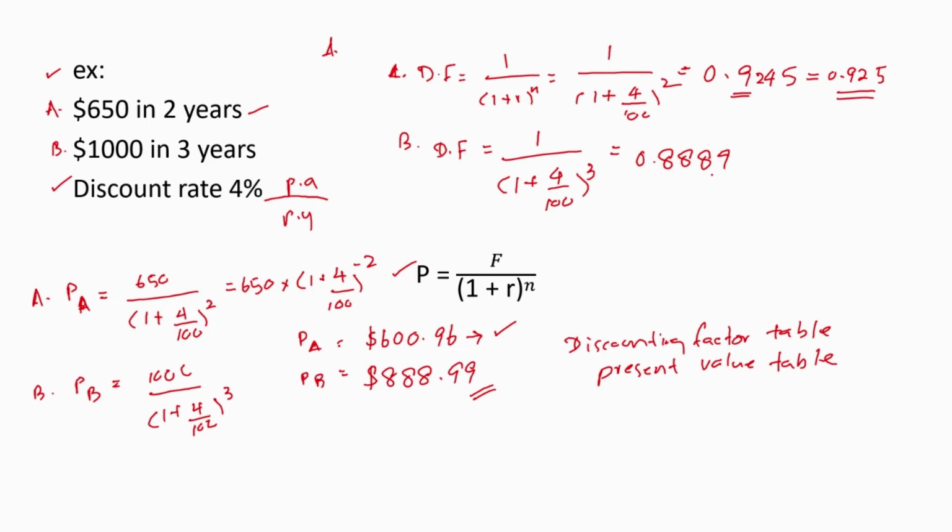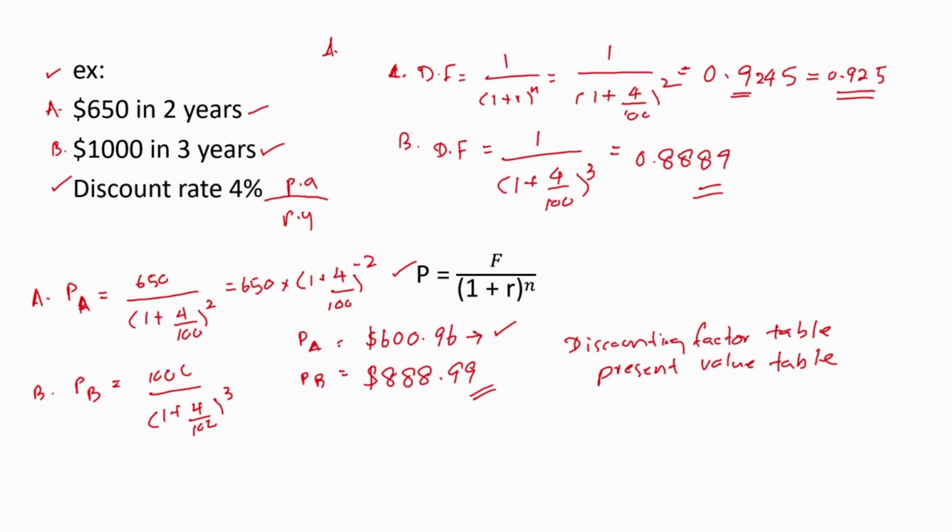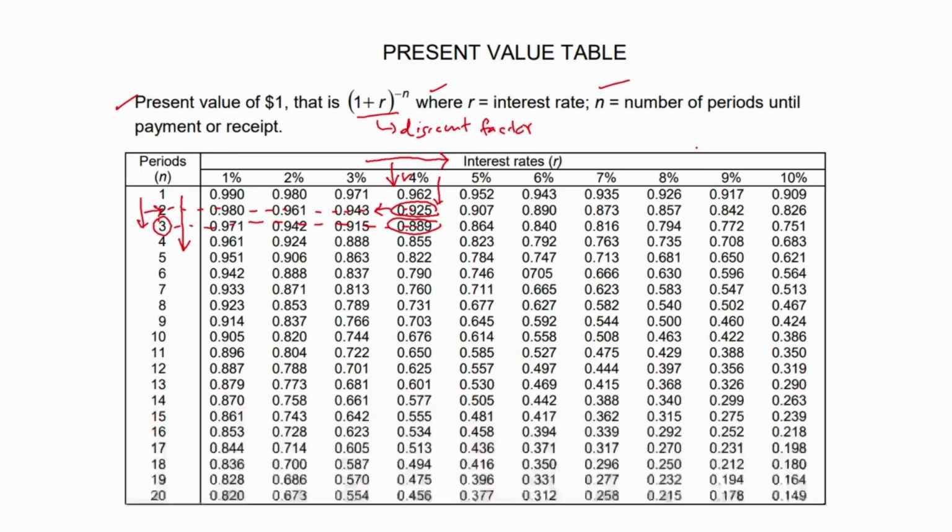Now let's cross-check the B value, 0.889. The discounting rate is the same, which is 4%, and n will be 3. Going back to the present value table, this is our 4% column, and let's go along the periods. Here is the 3. Now let's go along this row. Here is our value. This is the discounting factor for 3 years at a discounting rate of 4%. It is this value, 0.8889, which rounded off to 3 decimal places is 0.889. Likewise, now you know how to refer to the present value table.